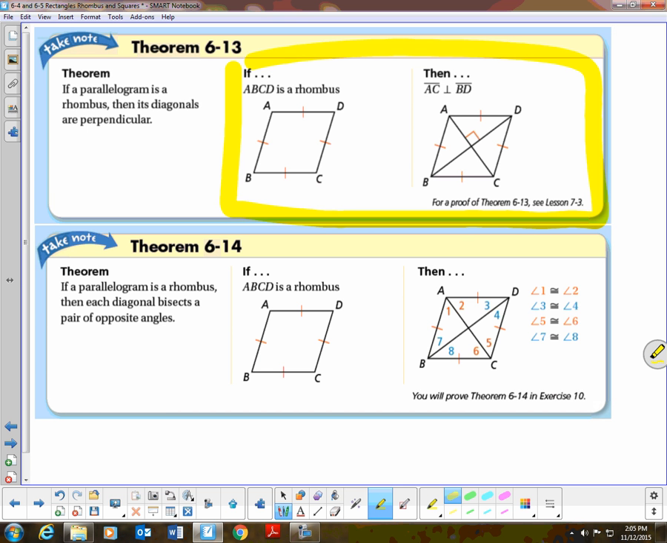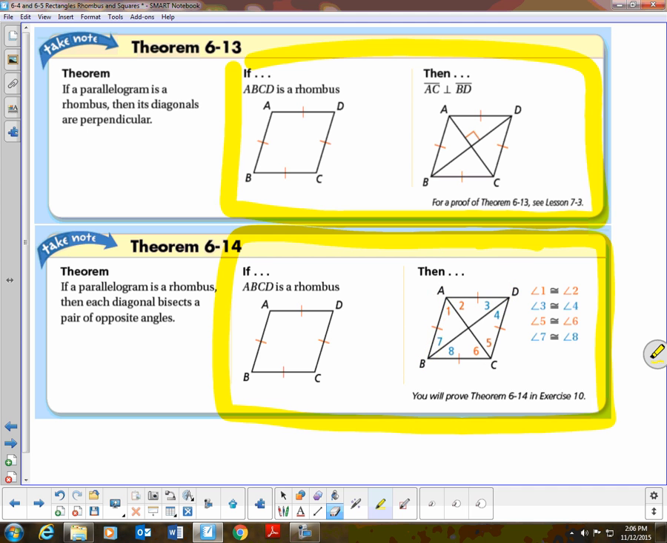The next one says that if your figure is a rhombus, then the diagonals bisect a pair of opposite angles. Opposite angles are congruent in a parallelogram, but in a rhombus, each of these angles is bisected. So again, get this into your notes. The whole angle BAD is bisected, so angles 1 and 2 are congruent. Same thing is true for ABC, which means 7 and 8 are also congruent. So the angles are bisected.